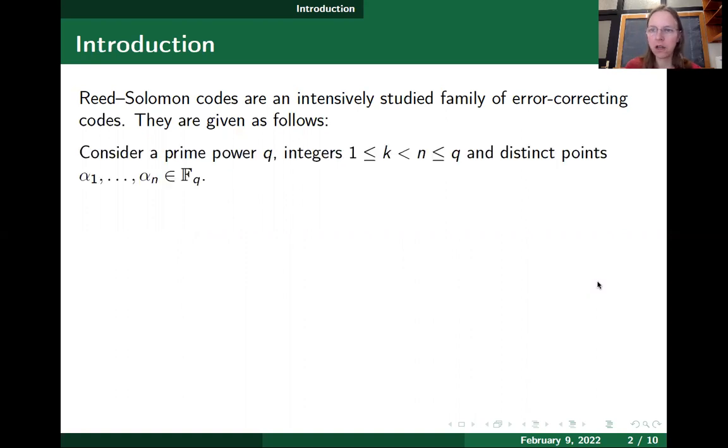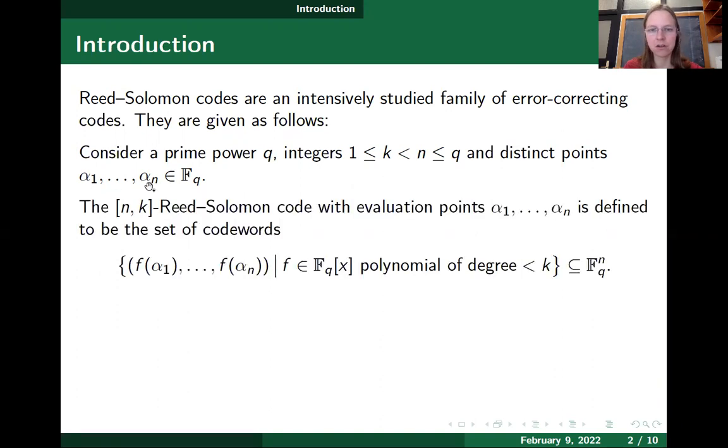First, we need to specify a prime power q, and the code is then going to be over the finite field F_q. We also need to specify integers k strictly smaller than n. And then, having specified n, we'll take n distinct elements of this field F_q, these elements alpha_1 to alpha_n, and these are called the evaluation points of the Reed-Solomon code.